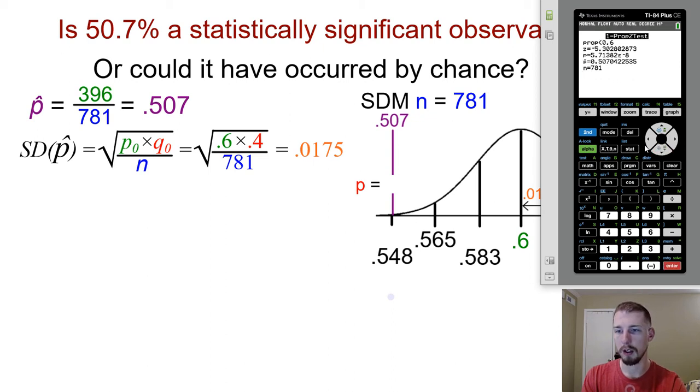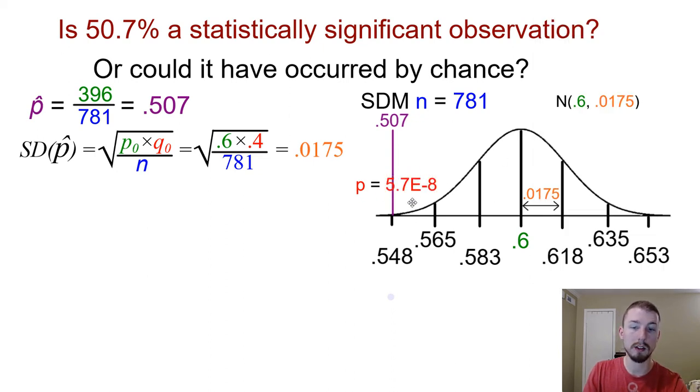Then we hit calculate, and that will give us, yeah, so our z-score is negative 5.3, so it's 5.3 standard deviations below the mean. The sample proportion was 50.7%. And that's pretty much what we need. Now, the p-value is 5.7 something times 10 to the negative 8 power. So that's going to be our p-value. Now, that is really, really rare.